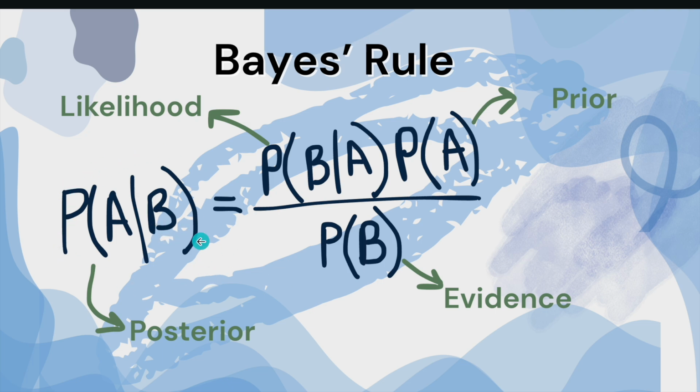What was the evidence B? The probability of an event B happening in itself is the evidence. So any ball being blue is the evidence that we are trying to account for. And likelihood is simply the compatibility of the evidence with the event. So how compatible the evidence is with the event A that we are trying to gauge is simply the likelihood.